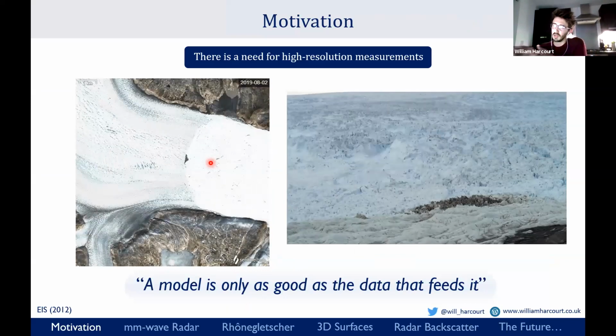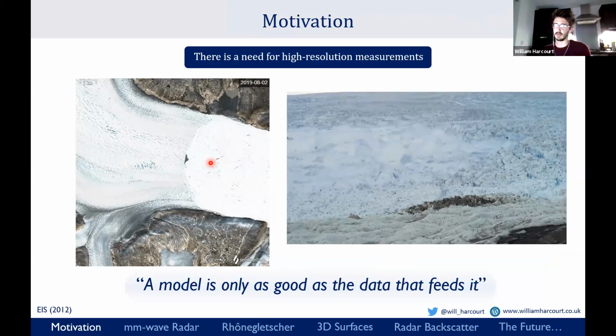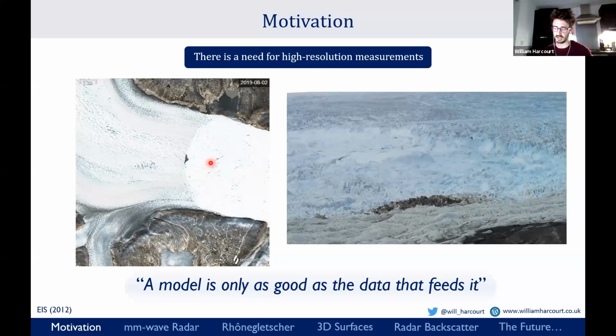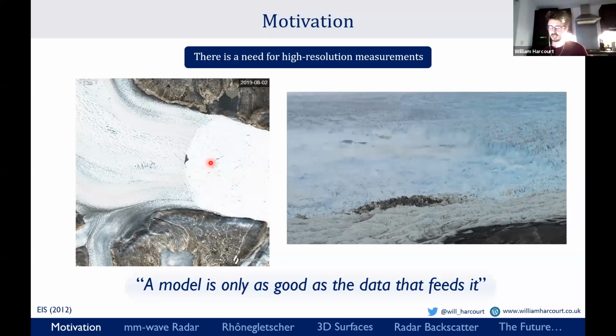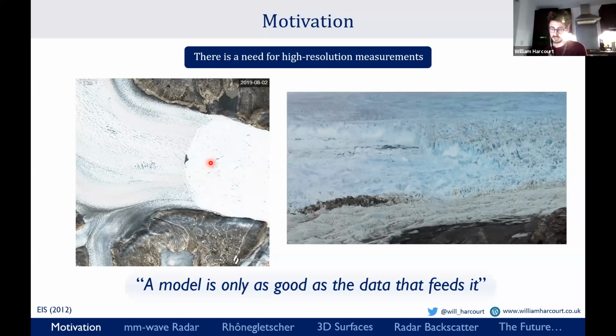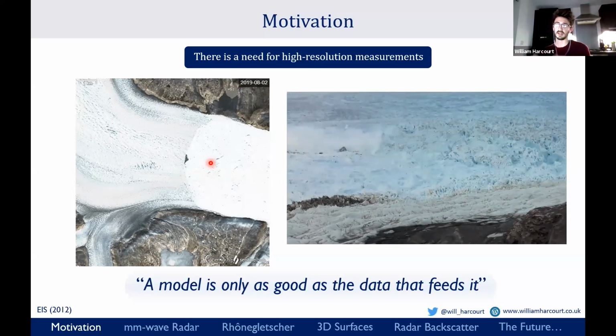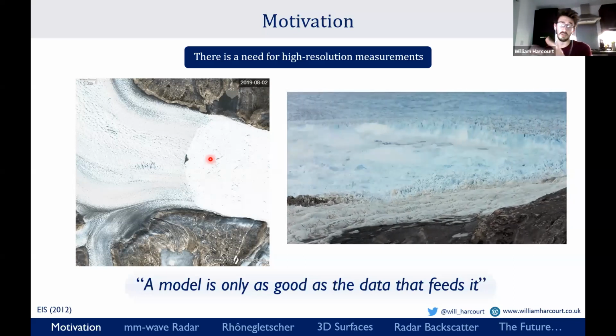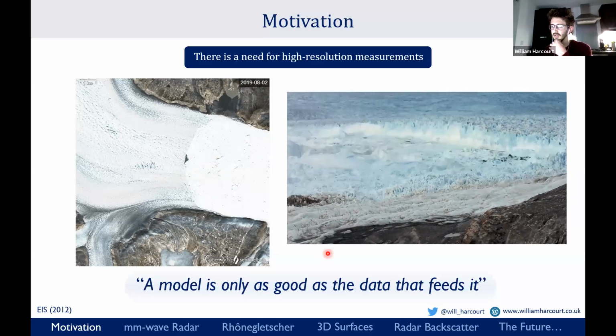But then when we look at this process in ground-based time-lapse images, we can see that this process is really complex, and satellite images don't really do it justice at all. Therefore, we need better measurements of these types of processes to really understand how these glaciers are going to evolve in the future. I think this is neatly summarized in this quote down here at the bottom: a model is only as good as the data that feeds it. So we need better data, and to do that, we need better sensors.